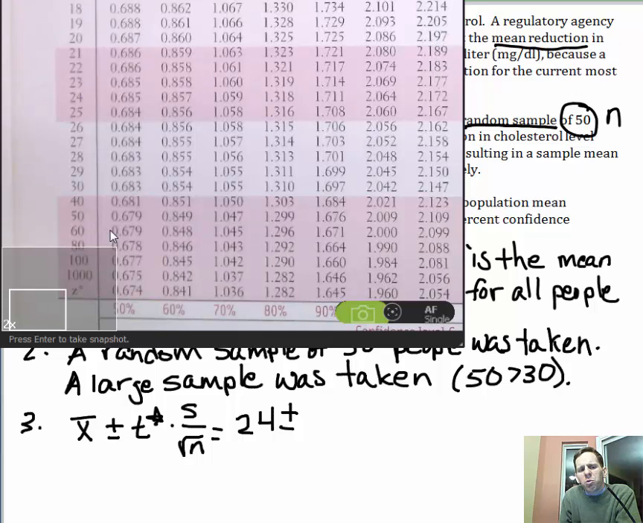The basic rule of thumb is this. If 49 is not on here, go smaller and use the next smallest number. So even though 49 is closer to 50, we're going to round down and use the value for 40. Corresponding with 95%, that's going to be 2.021. So we'll write that number down.